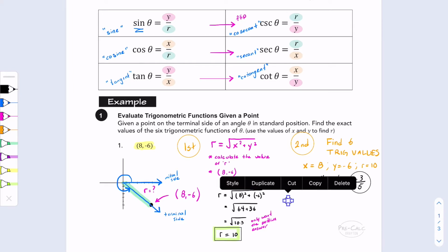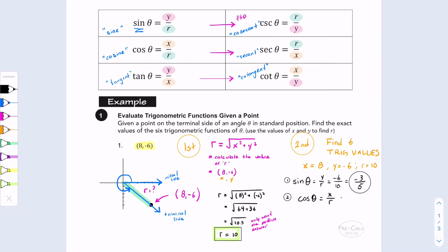The second one is going to be cosine. Cosine of theta is found by x over r. X is equal to 8 and r is 10. 8 divided by 10 simplifies to 4 over 5. And you should be leaving these as a fraction. The third one is tangent. Tangent is found by y over x. Y over x is negative 6 over 8, which simplifies to negative 3 over 4.